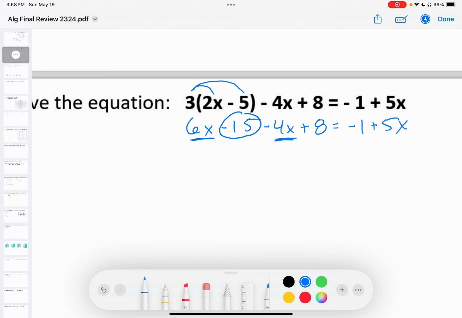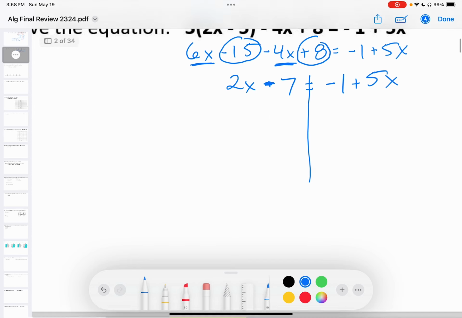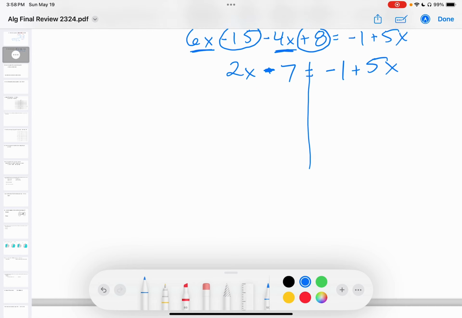I've got 2x terms and 2 numbers on the left side. So 6x minus 4x is 2x. Negative 15 plus 8 is negative 7. And on the right side, there's nothing to combine because I have a number and a letter. Once we've combined like terms and distributed, now we can solve this thing.